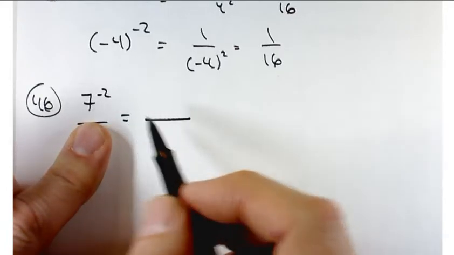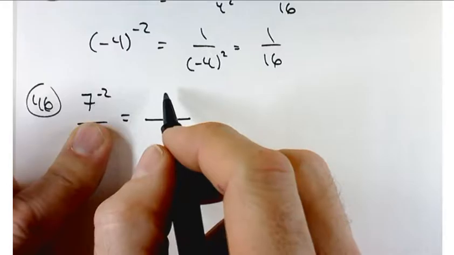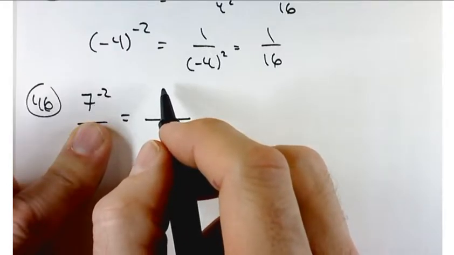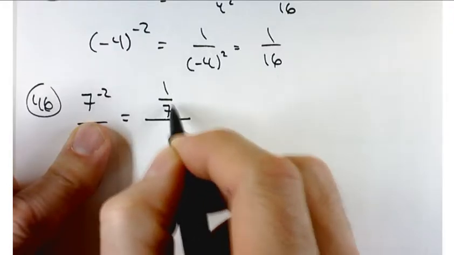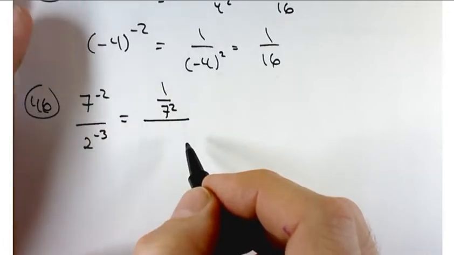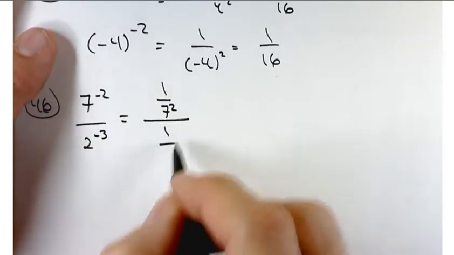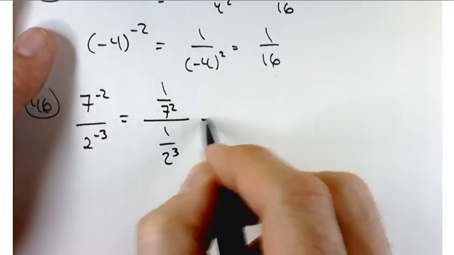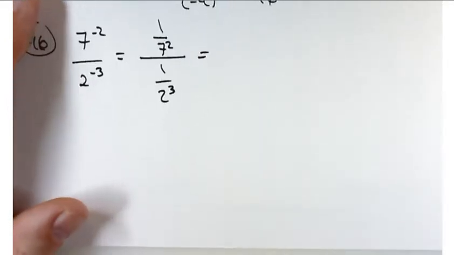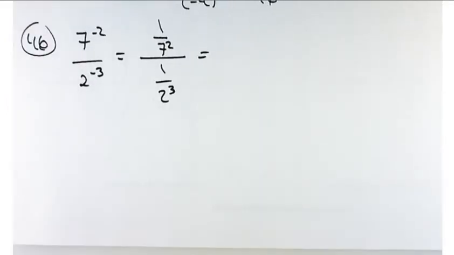7 to the negative second. Judy, how could I rewrite that one, please? Good. 1 over 7 to the second power. And then likewise, 1 over 2 to the third power. Now when you're dividing fractions, what's the rule for dividing fractions?